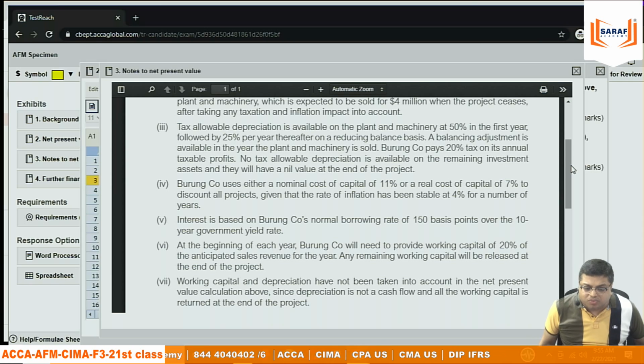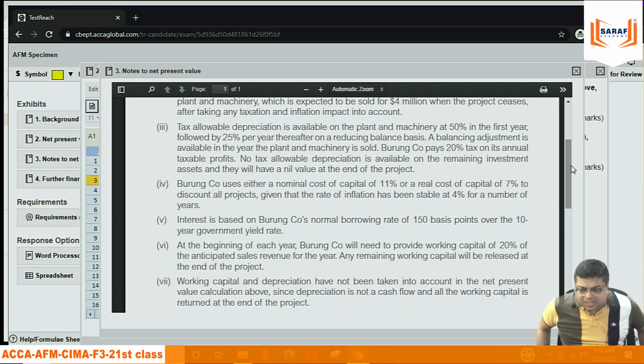There is a time value of money. You are investing money now and you will get back your money after 4 years. So there is a time value of money loss: cash outflow now, cash inflow after 4 years. We need to consider that depreciation is not a cash flow, but depreciation saves tax. The tax payment to government will be less. So either we need to deduct depreciation and add it back, or we need to consider tax calculation after depreciation. So they have not done that.